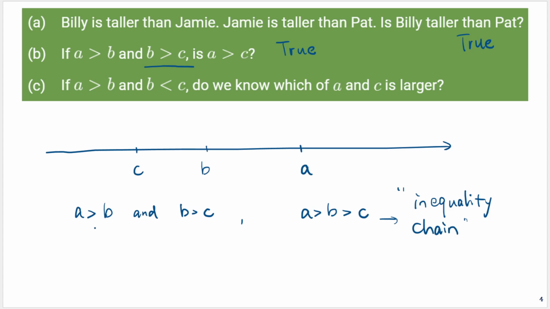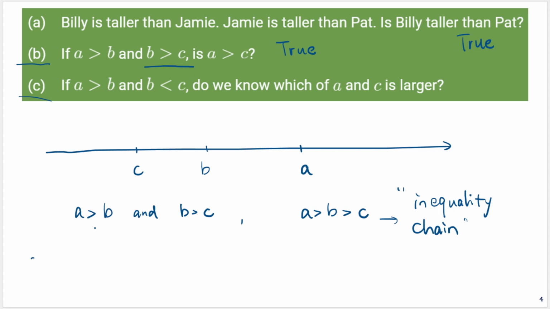Okay, for the third question, we were talking about question B, now we're talking about question C. In this question, if A is greater than B and B is less than C, do we know which of A and C is larger? Well, actually, we don't know how to relate A and C, right? Because A is somewhere to the right of B and C is to the right of B, but we don't know if A or C is larger.